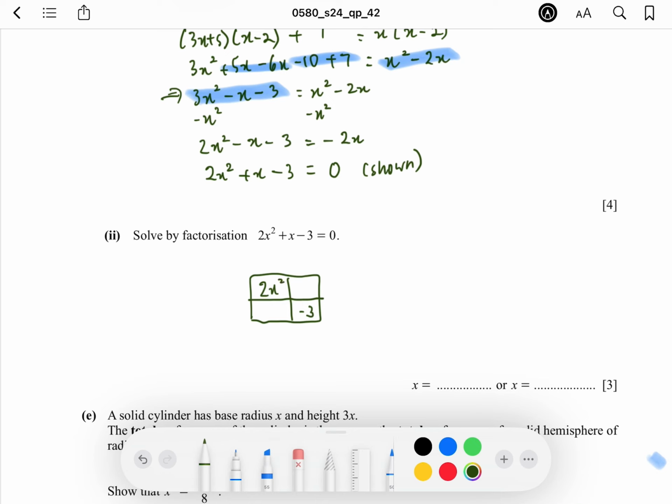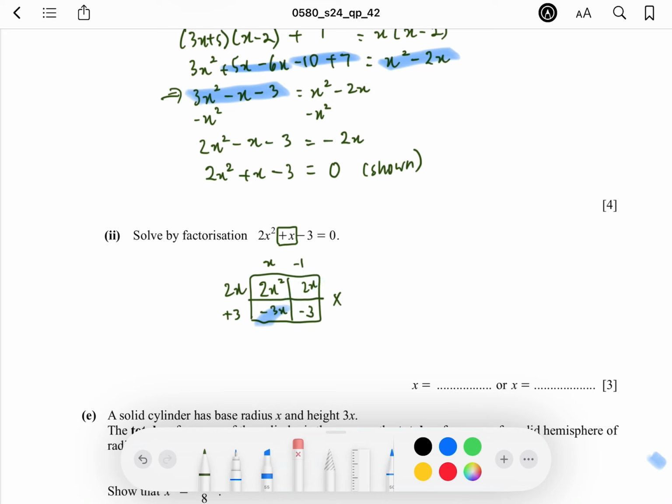Okay? So you have 2x and x here. Minus 3. 1. 1 minus 3. Okay? So, this is 2x, this is minus 3x. 2x minus 3x gives you what? Gives you x or minus x? Minus x. So, this one cannot. So, the only way is if this is plus, this is minus.